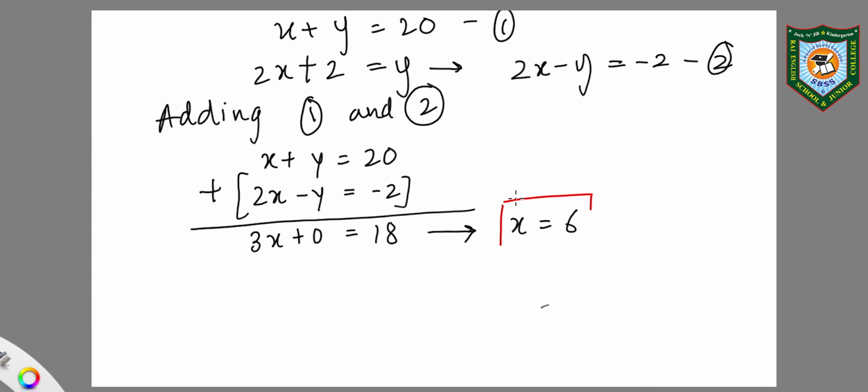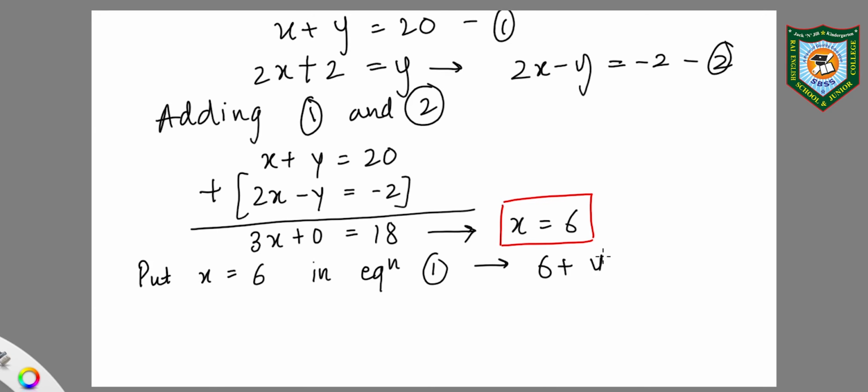Once I get x is equal to 6, all I have to do is substitute the values back in the equation. So putting x is equal to 6 in equation 1, that will give me 6 plus y is equal to 20, which implies y is equal to 20 minus 6. Therefore y is equal to 14.